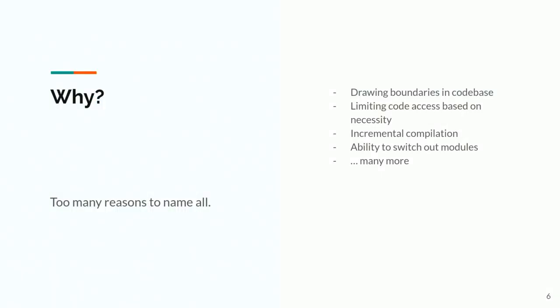The question is, why should we actually do it? There are a lot of reasons why we should do it. There are actually too many to name them all, but just to name a couple of them, it forces us to draw boundaries in our code base. It helps us to limit our code access based on necessity, so we don't just make everything available to everything else. It has performance benefits, sometimes, through incremental compilation. And we gain the ability to simply switch out modules. There are a lot more, and unfortunately, modularization is not super easy.